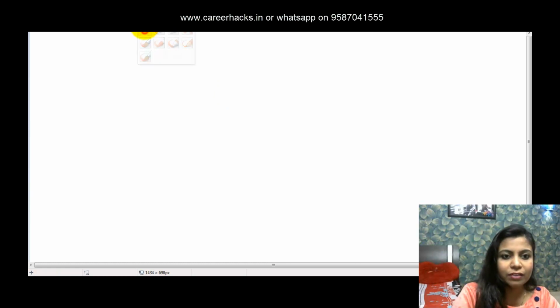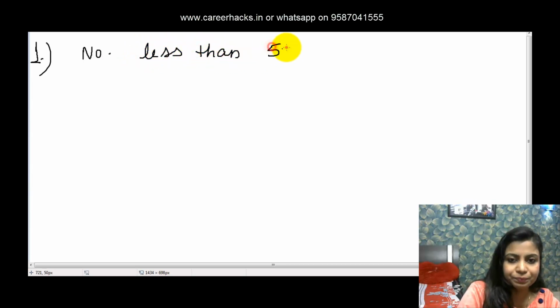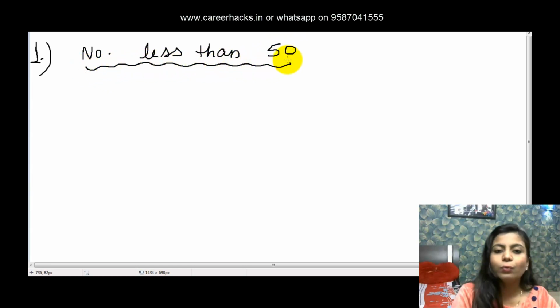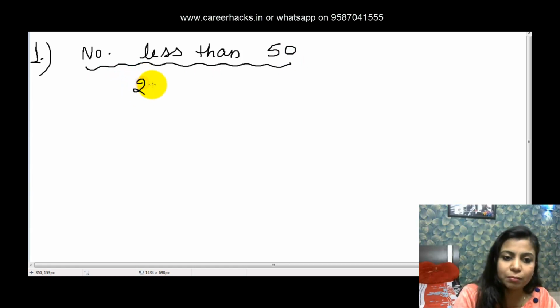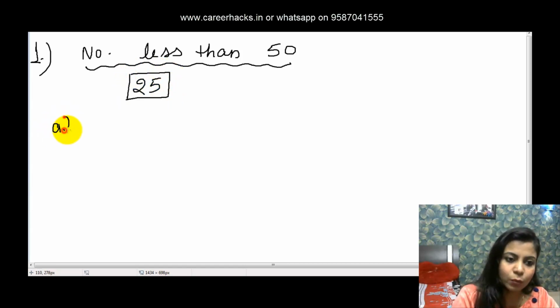Our first trick is numbers less than 50. In the case of 50, first of all, you have to make one golden number, that is 25, the middle number. Now let's take one example: the square of 48.